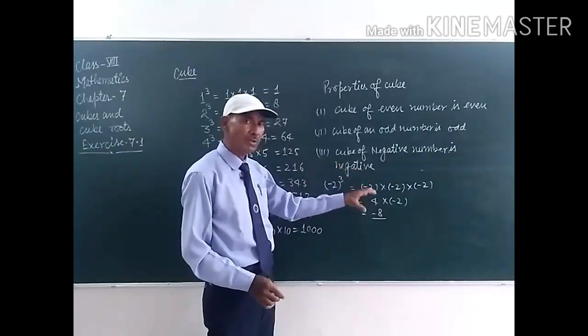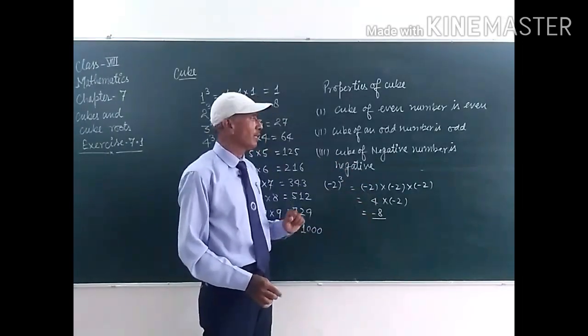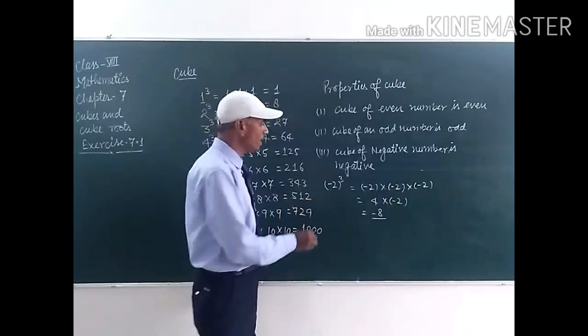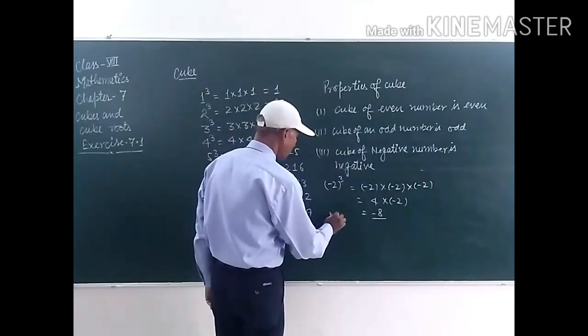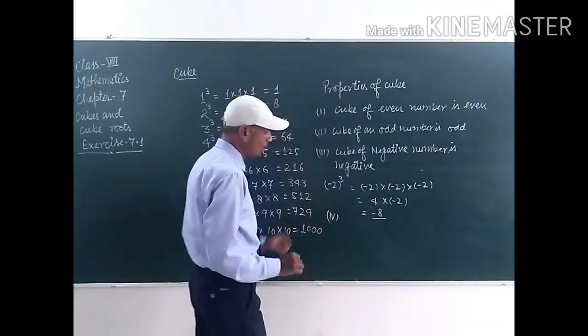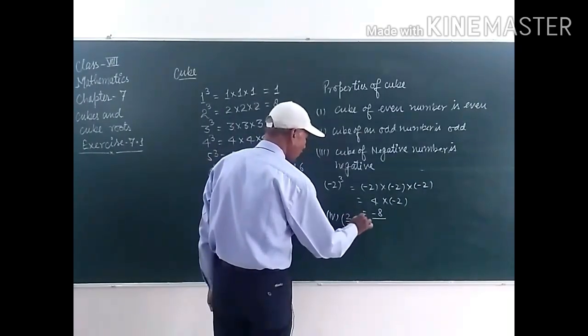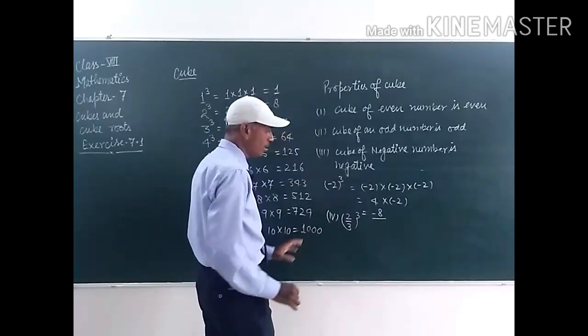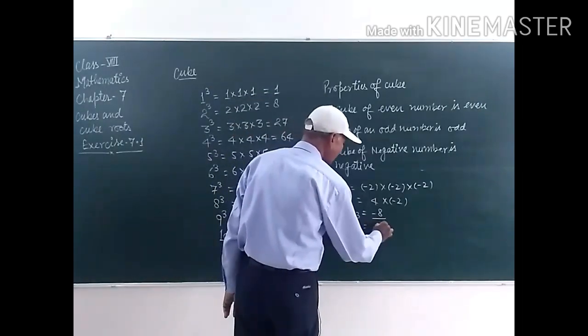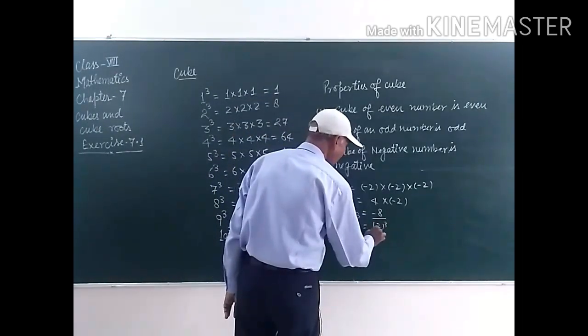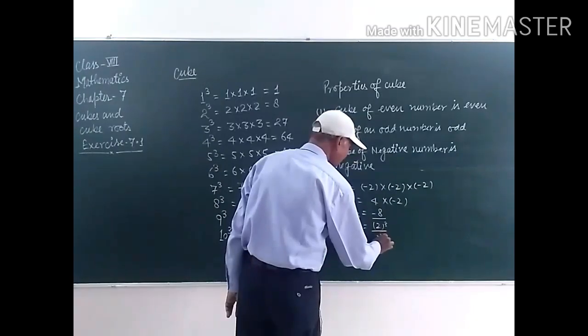So, cube of a negative number will always be negative. Now, fourth property, student: cube of a fraction. Suppose there is a fraction 2 by 3 and we have to find the cube of this number. So, we have to write it as 2 cube divided by 3 cube.